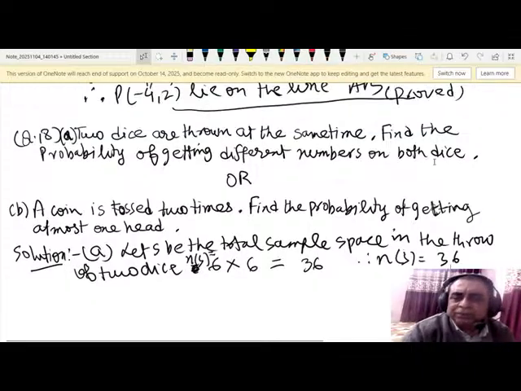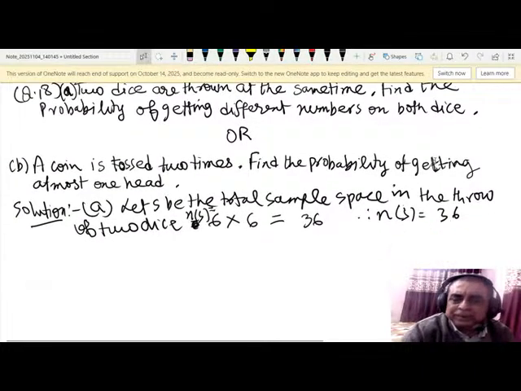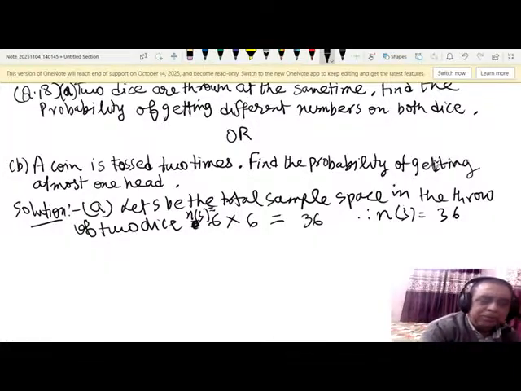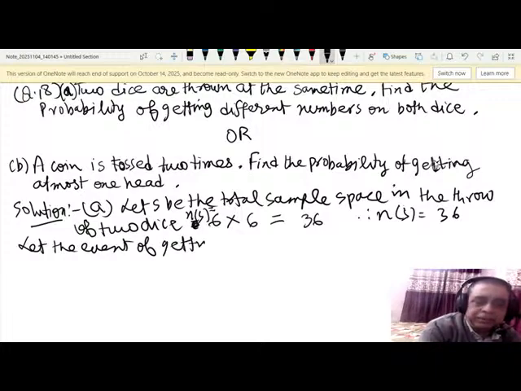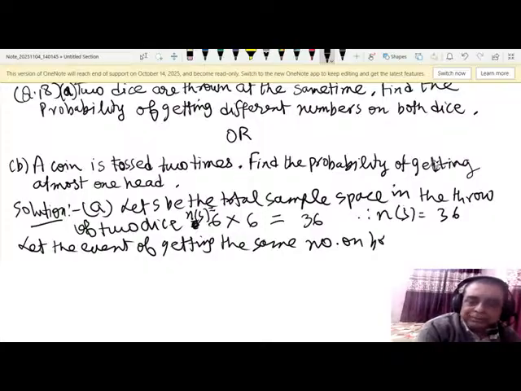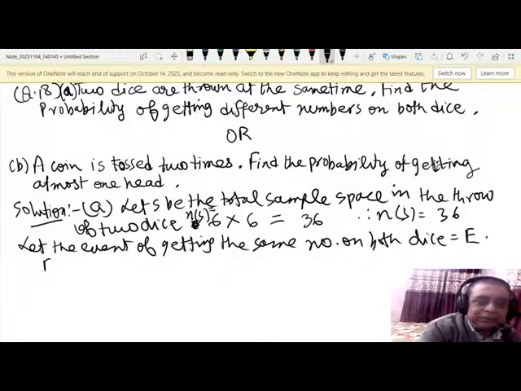Now in the question, we have to find the probability of getting different numbers on both the dice. So let us first find the probability of getting the same number on both the dice. Let us call that event E: let the event of getting the same number on both dice be denoted by the letter E. So here E will be what? Same number on both the dice.